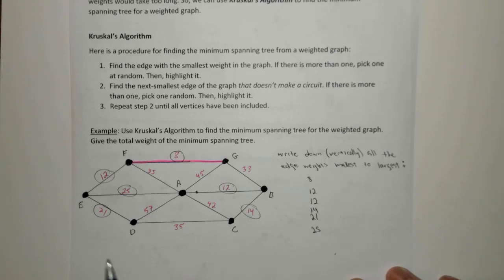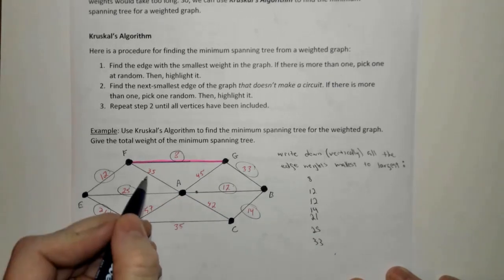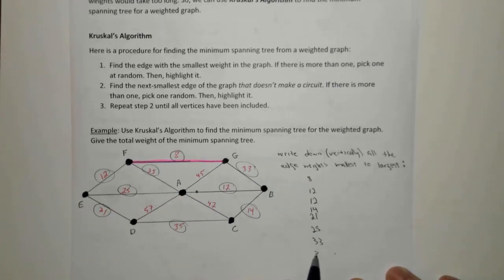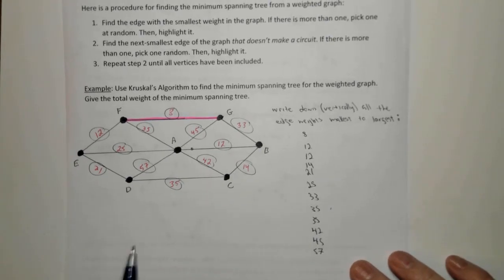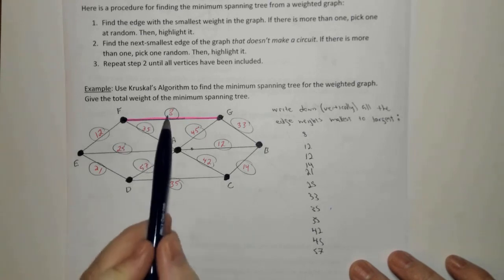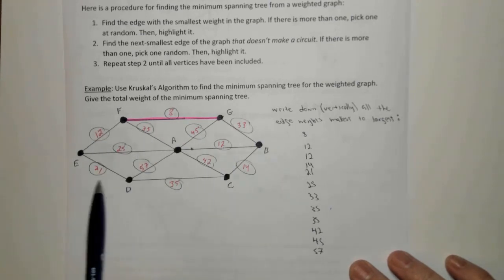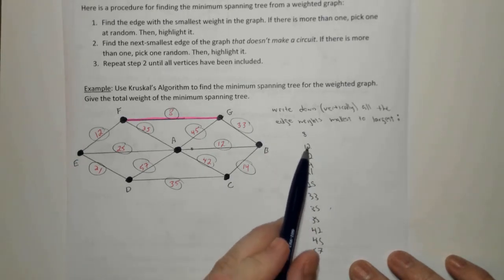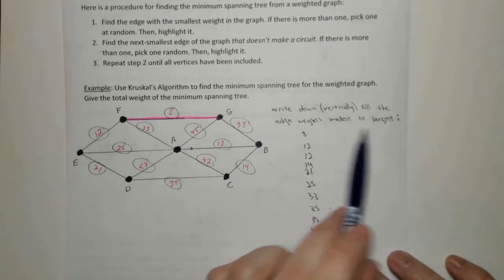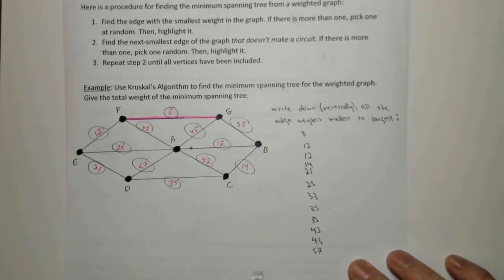All right, I got all the 20s, 33, 35, and I got two of those. Looks like 42, 45, and then 57. Okay. I always like to count all my circles, make sure I've got everything circled. 1, 2, 3, 4, 5, 6, 7, 8, 9, 10, 11, 12. So we wrote down vertically all the weights, smallest to largest, and circled them as I went along.